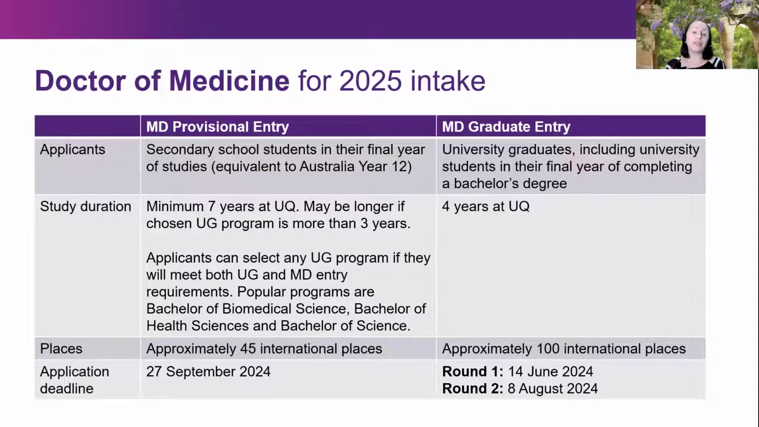So we have approximately 45 places for international provisional entry and 100 places for graduate entry. Also, something to note that's on your screen right now are the application deadlines. We have 2 rounds for graduate entry applicants. For the first round, the due date for application is the 14th of June, and the second round is the 8th of August. For our provisional entry applicants, if there is anyone here, you have until the 27th of September.